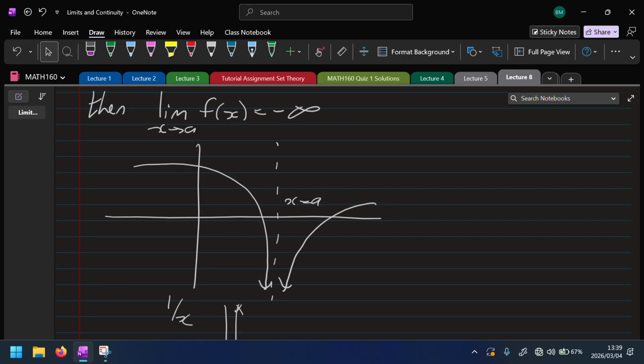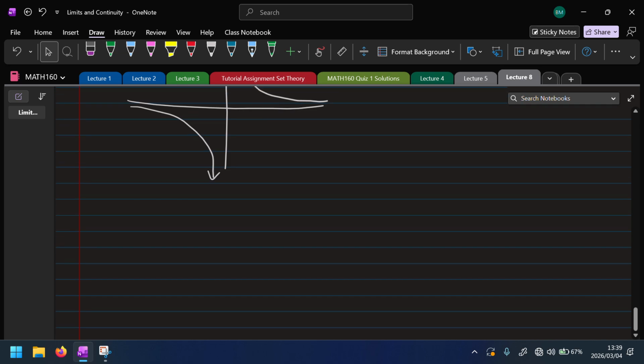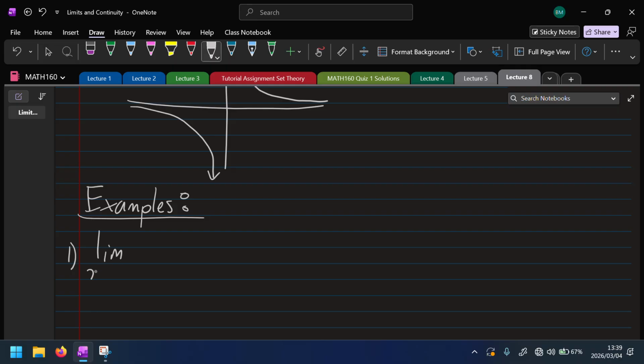Okay, let's have a look at a few easy limit examples. So we'll do 3 of them. And then in the tutorial, there's like 50 for you to practice. So you'll have plenty of practice with these. Okay, example number 1. We have the limit as x goes to 0 of 1 over x squared.